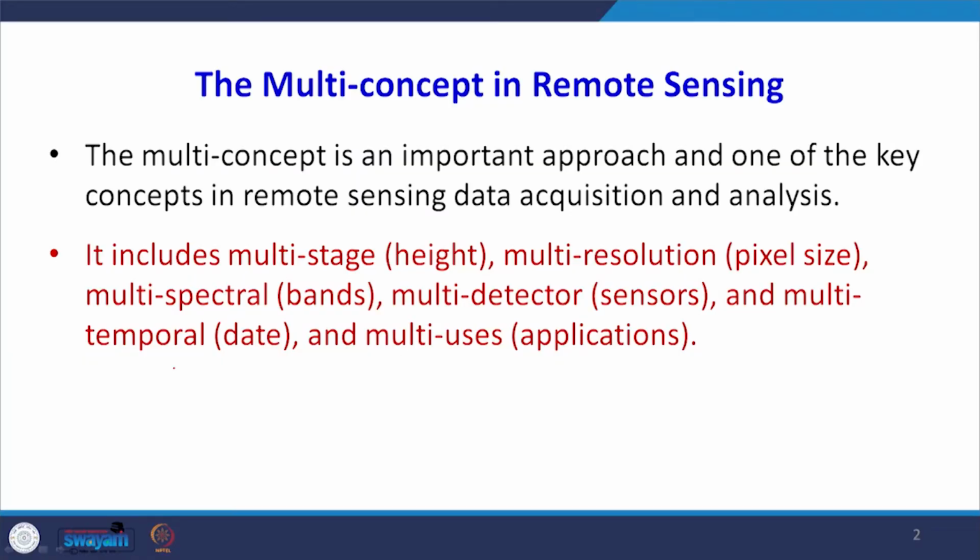Multi-concept in remote sensing is very useful, and it is the key concept right from the acquisition of the satellite data to the selection of the satellite data and its analysis part. So, this is playing a very important role. We are here talking about multi-stage. It is taken from different heights.